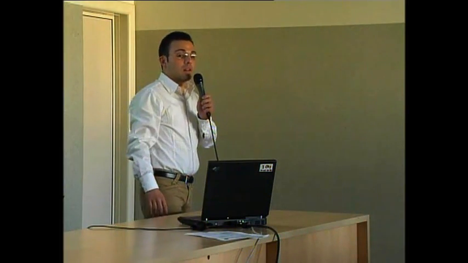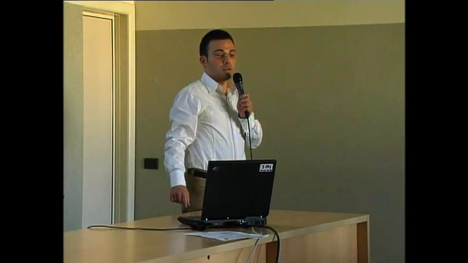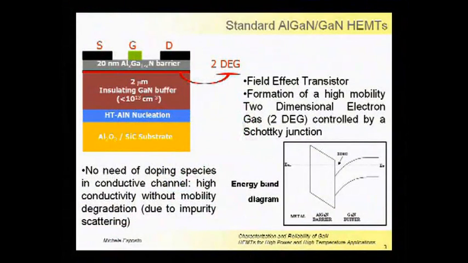This is a standard AlGaN/GaN high electron mobility transistor structure. This is a field effect transistor, and it's very similar in behavior to a depletion MOSFET. The very advantage of this structure is the formation of a high mobility two-dimensional electron gas as conductive channel, controlled by a Schottky junction.